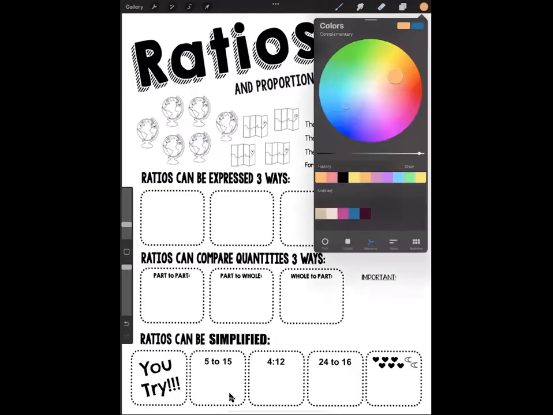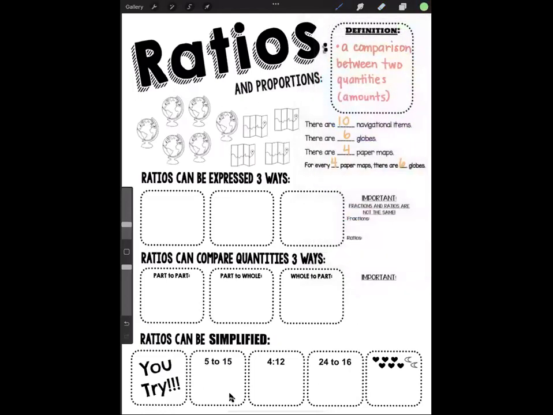Okay, so a ratio can be expressed 3 different ways. And we're going to use this same ratio of paper maps to globes. And so one way to write a ratio is with the word to. So we could say 4 to 6. So if you put the word to in between the two numbers, that's one way to write a ratio.